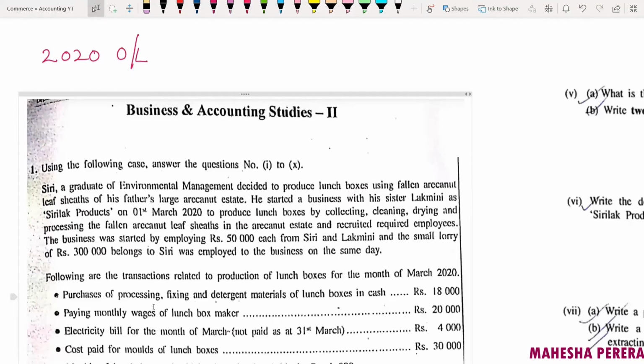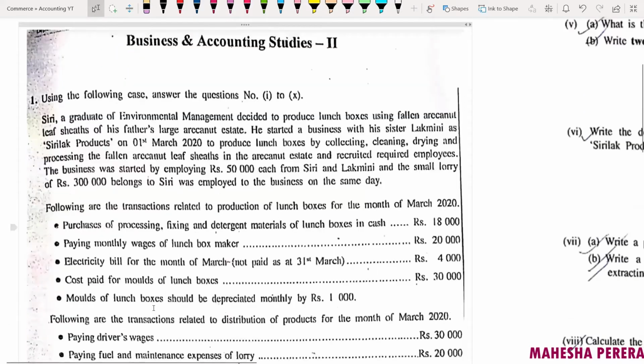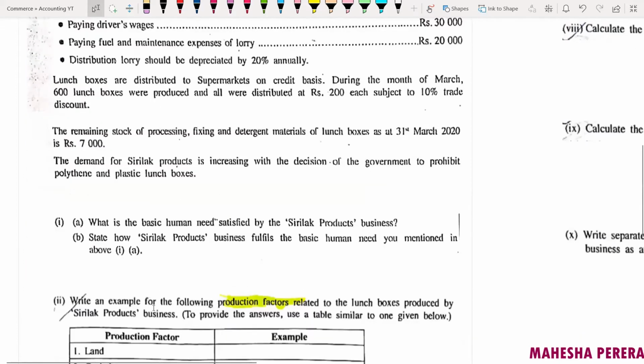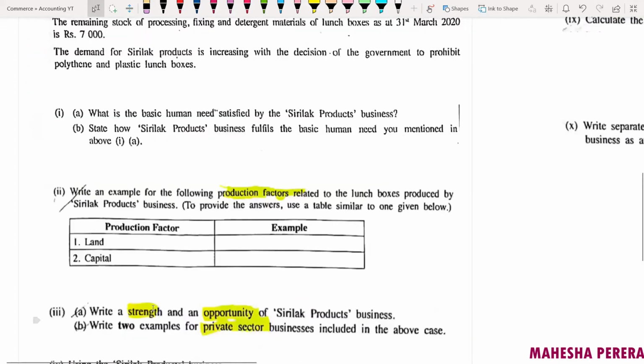Hello students. In this video tutorial, I'm going to discuss the case study question of the 2020 O-level paper. This is paper 2, question number 1, the compulsory question. First, let's read out all the business studies questions. After that, let's read the case study. Let's go through the business studies questions first of all.